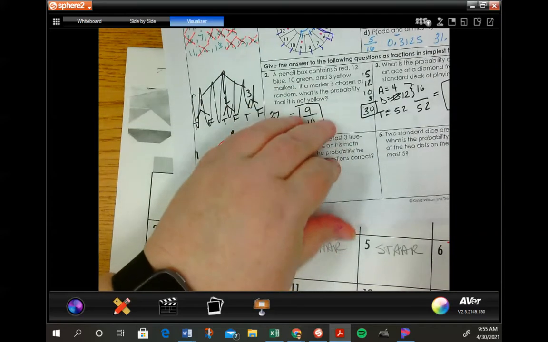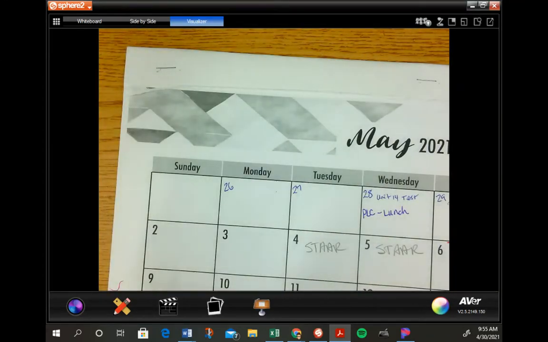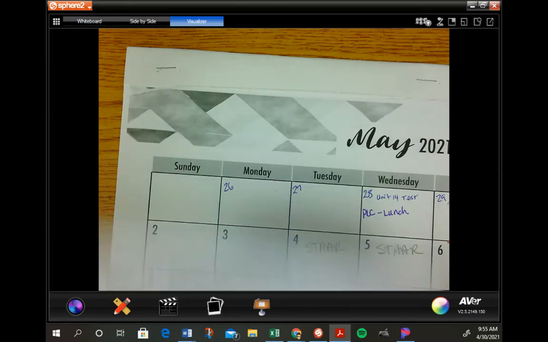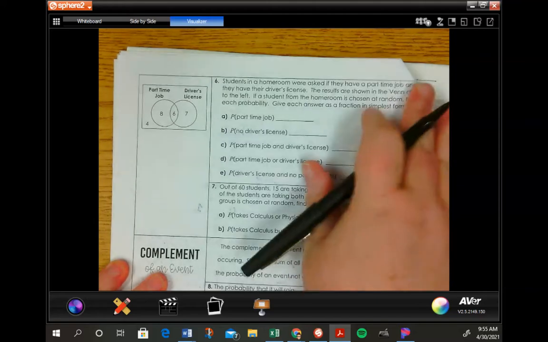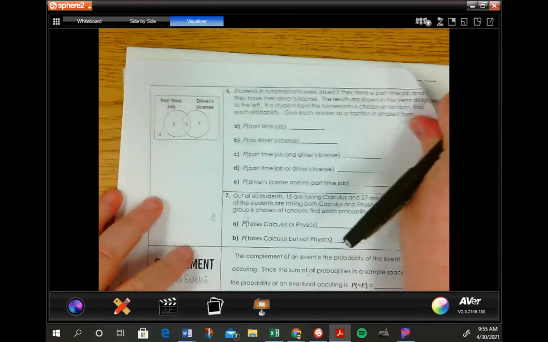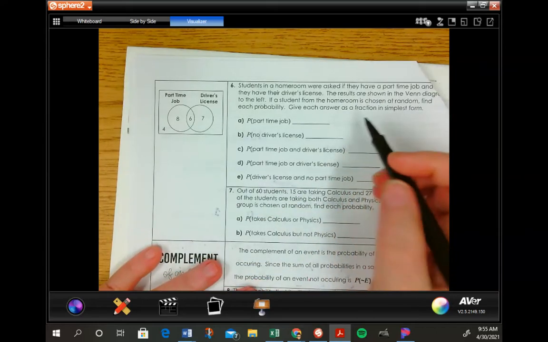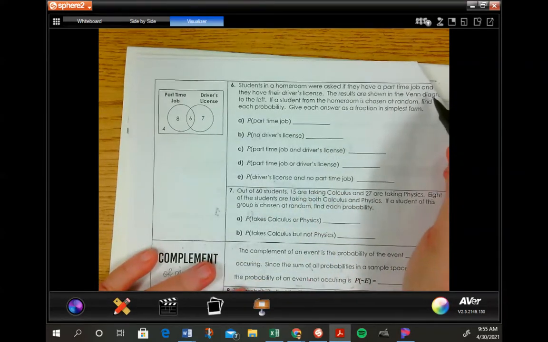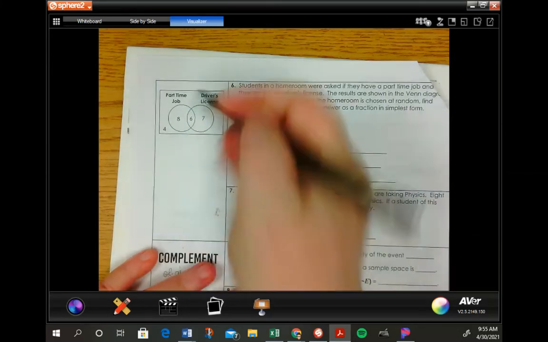And we're not going to do number 5. All right, on the back. Venn diagram. How do we read this? Well, very carefully. Students in homeroom were asked if they have a part-time job, and so on. You can read that. So let's look at the Venn diagram.